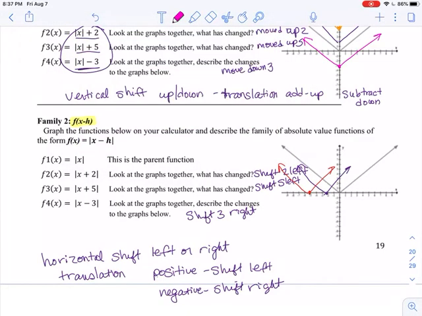And the last one, absolute value of x minus 3, shifted to the right, like this. Okay, and those are my graphs. All right, let's try a few more.